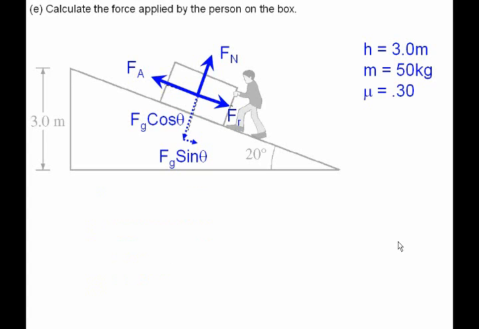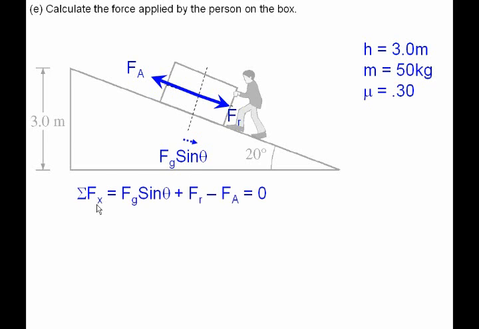Part E, calculate the force applied by the person on the box. We're going to have to look at the forces in the x direction, so I'm going to ignore the y forces. We have 3 forces in the x direction. The sum of those forces has to add up to 0 because it says he's pushing at a constant speed. We have 2 forces in the positive direction and 1 in the negative direction. So sum of forces, we do the ones in the positive direction, subtract the one in the negative direction, and they're adding up to 0 in this case because it was a constant speed.